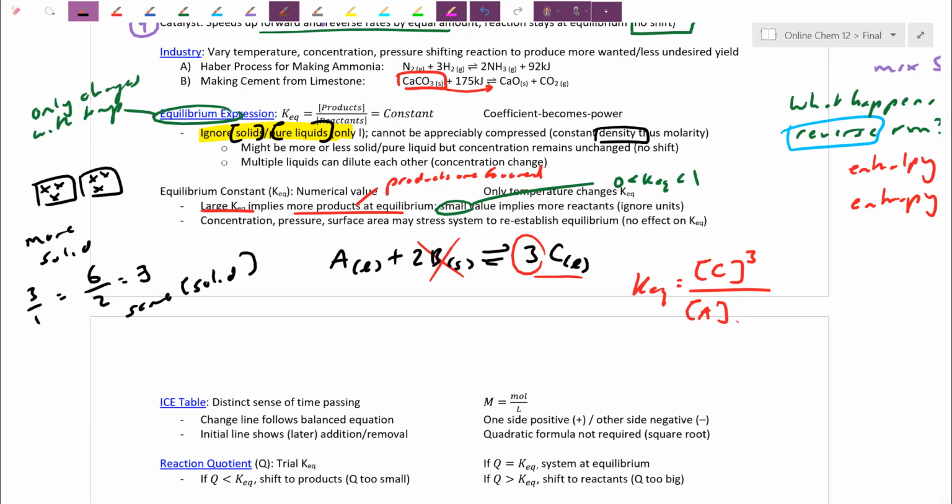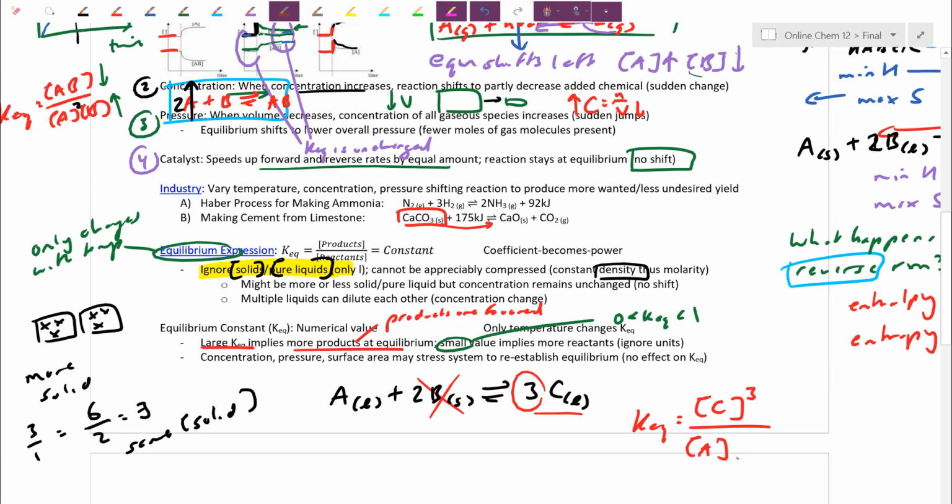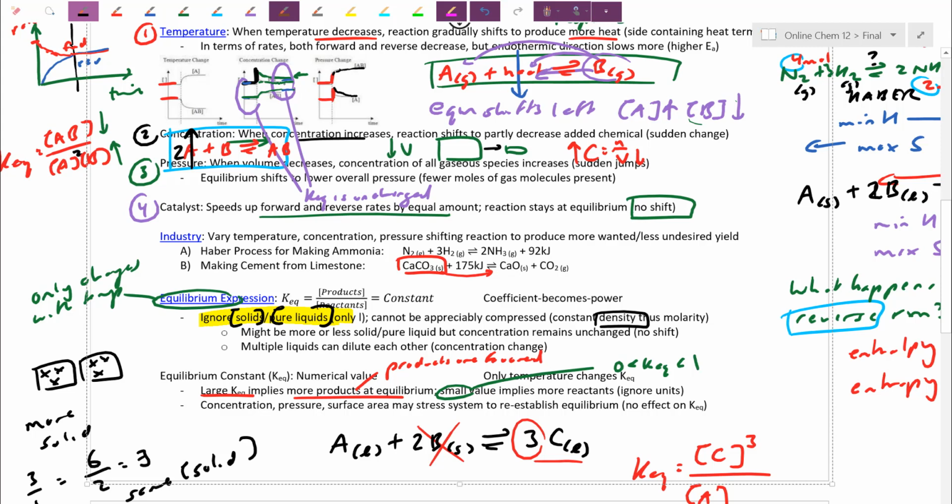Okay, so that's what this KEQ number tells you. If this number is big, products are favored. If the number is small, reactants are favored. Concentration, pressure, and surface area, all of those may stress the system. All of those may cause differences, equilibrium would shift left, shift right, and things like that. But this KEQ doesn't change unless it's a temperature change. Keep that feature in mind. They always like testing you on that.